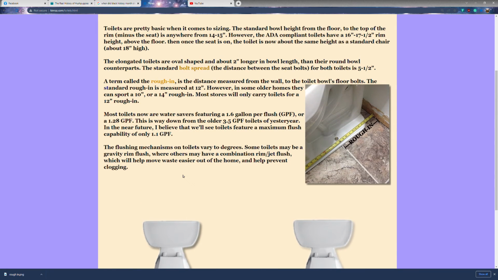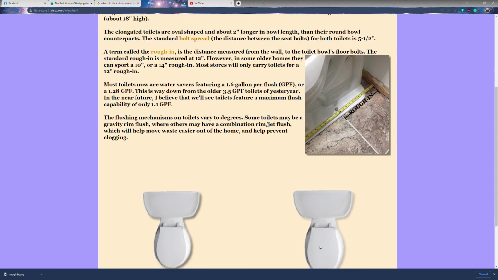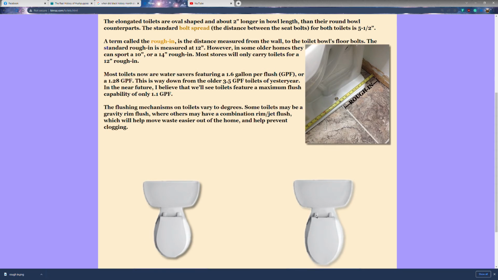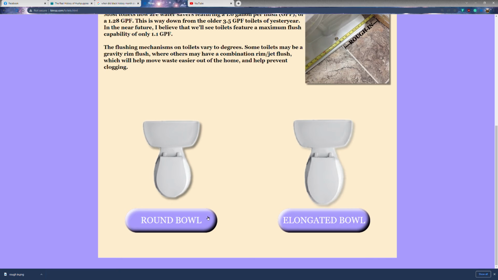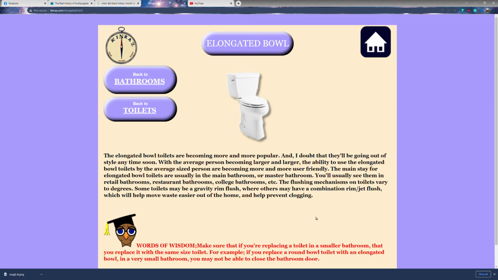Here's a quick note on toilet seats. Most of the bolt spreads, from center of the bolt to center of the bolt in the back, will be a 5.5-inch bolt spread. So when you go to look for a new toilet seat, more than likely it's going to be a 5.5-inch bolt spread that you're going to see on the shelf mostly, unless you have some weird toilets, which are out there, where you have funny shaped seats and different colors of seats. That's the round bowl. Let's go to the elongated here.